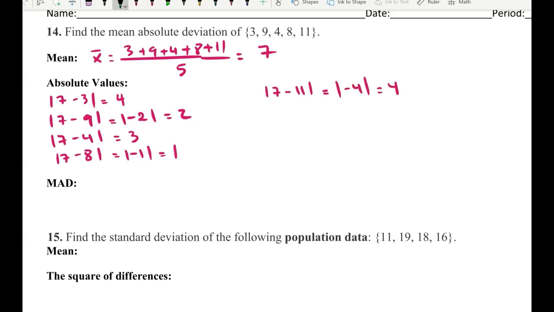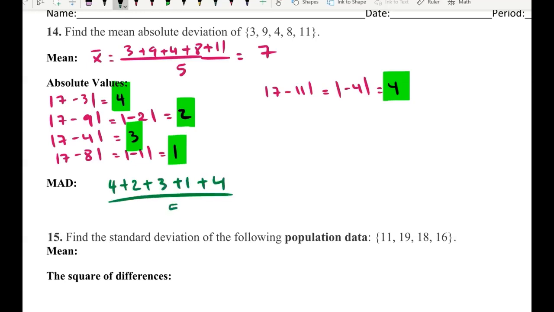Then we find the mean absolute deviation. Basically you find the mean of each answer. So that would be 4 plus 2 plus 3 plus 1 plus 4 divided by 5. You know what? I'm going to use the calculator for this. 4 plus 2 plus 3 plus 1 plus 4, and then we divide by 5. That will give you 2.8 as the final answer.